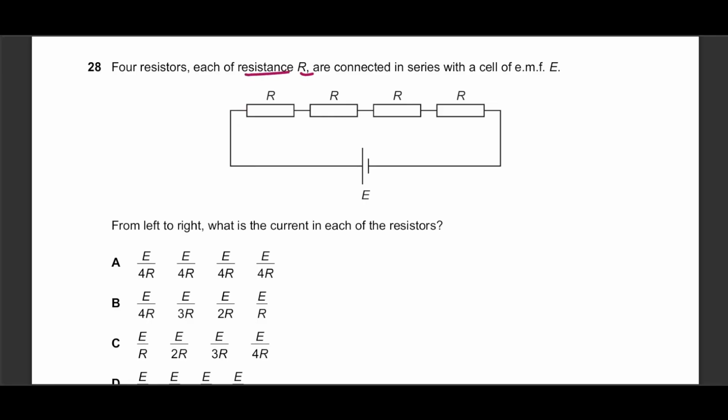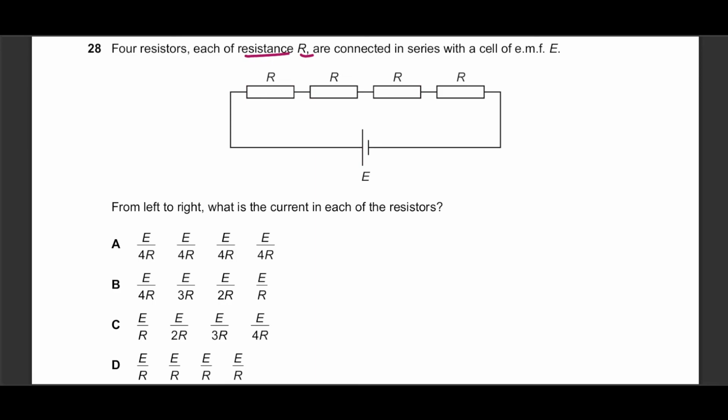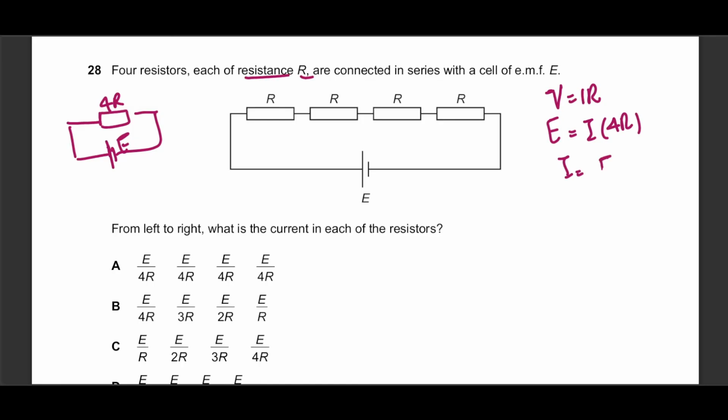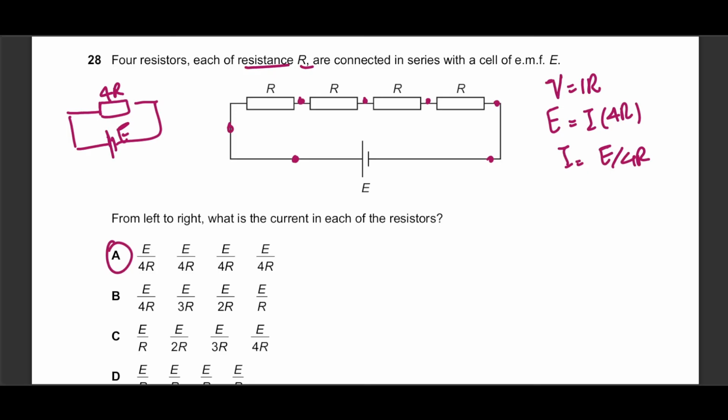A series circuit with E and 4 identical resistors. Each resistor is R. He says from left to right, what is the current in each of the resistors? If you were to simplify this, this would become equal to 4 resistors, like 4R, and then that would be the battery as E. If you want to calculate the current, since it's a series circuit, the current at all points will be the same. So V equals IR. The V in this case is E, and R is 4R. So the current comes out as E divided by 4R. Every point that I test, the current will remain the same, which is why option A will be the right answer.